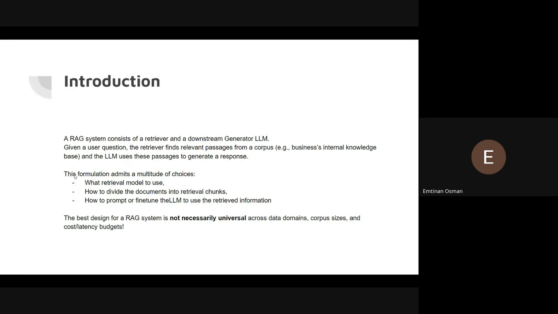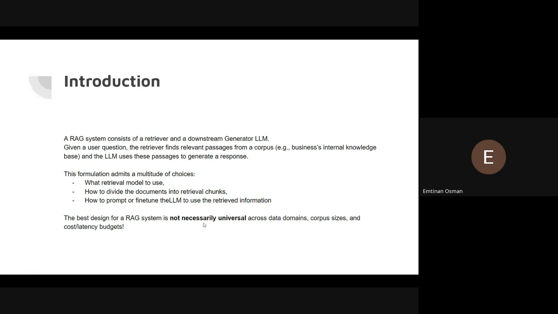In a RAG system, you know already that the formulation admits a multitude of choices: what retriever you choose, how you divide the documents into chunks, how you write your prompt, or how you fine-tune the LLM to be used on the retrieved information. For your project for this week, you are not generating just one RAG system for a particular business internal knowledge base. You're creating a system that will create for you multiple choices of RAG systems depending on the problem or the client's input.